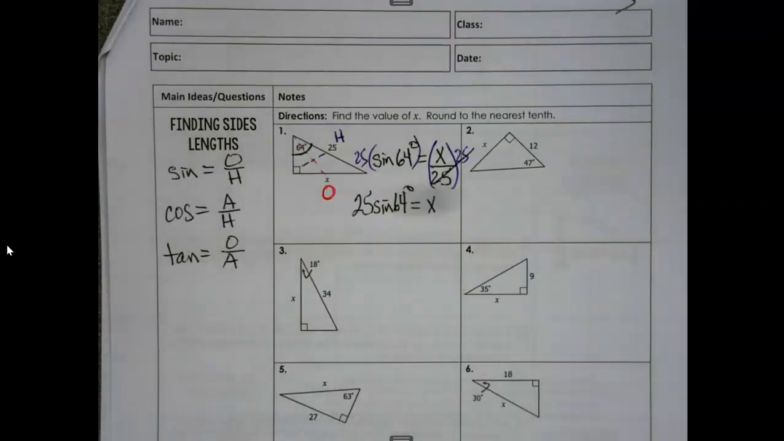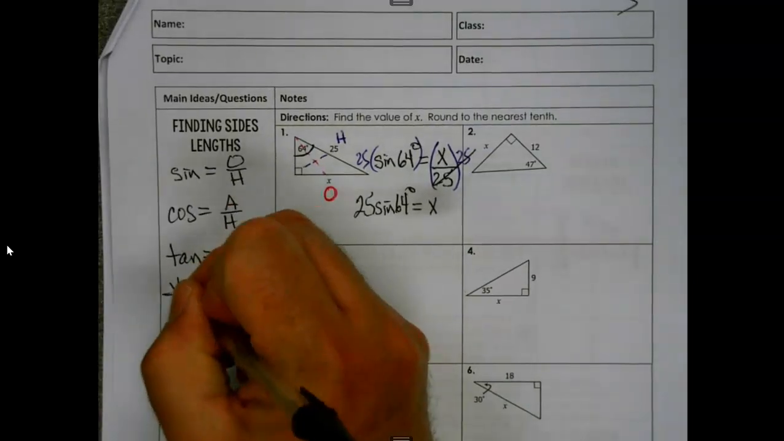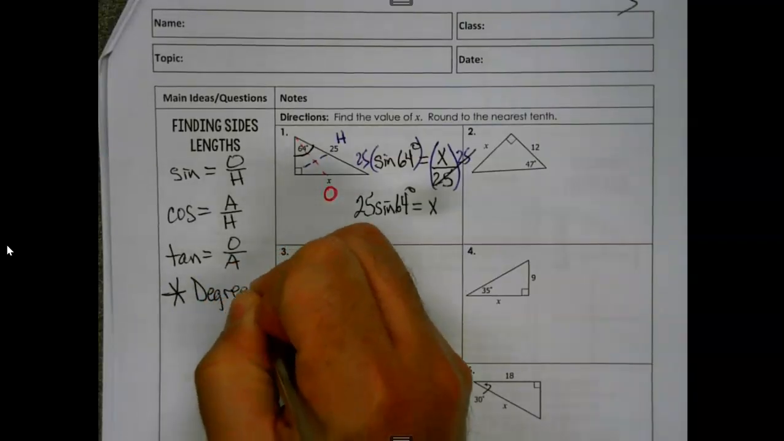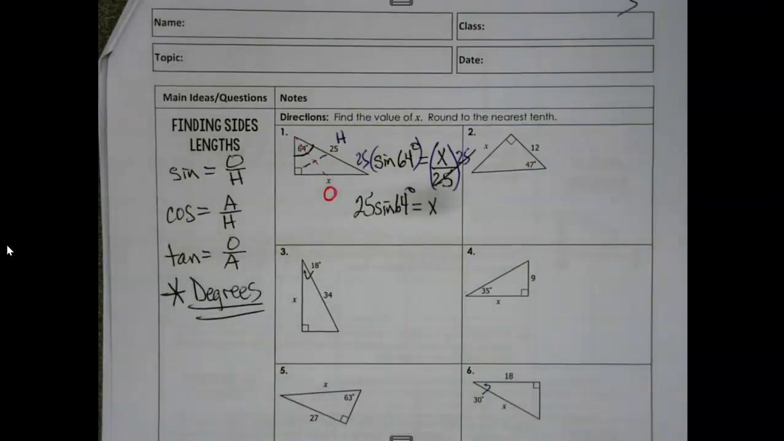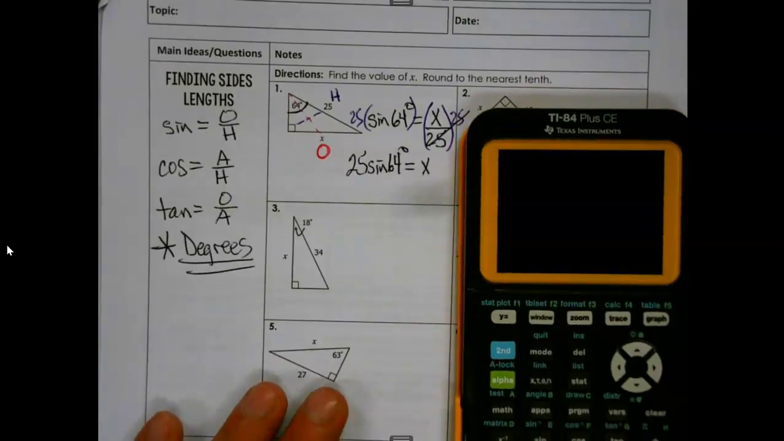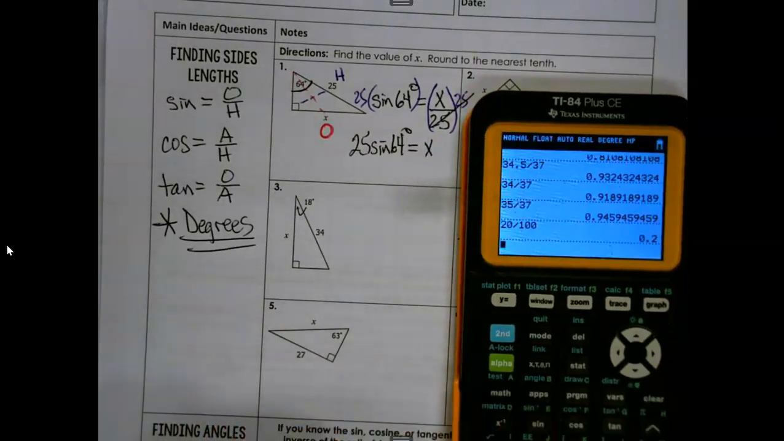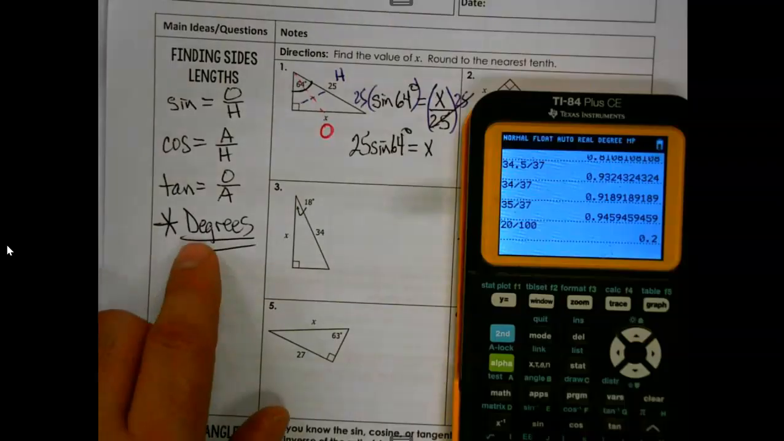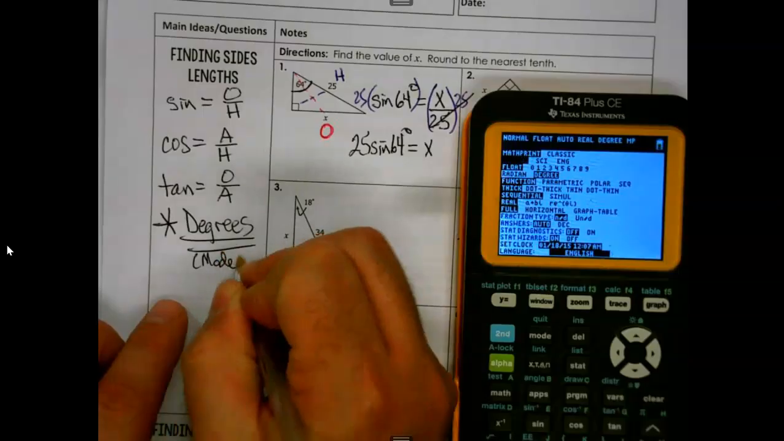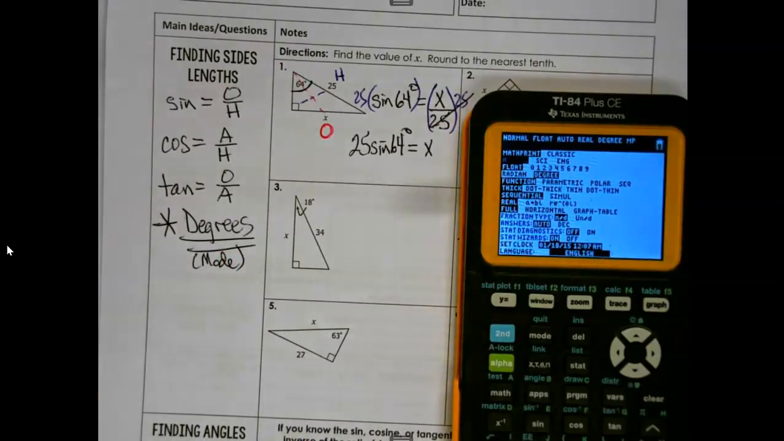Okay, the calculator is going to do this for us, but we got to check one thing every time. And we're going to put a big star here. Your calculator needs to be in degrees. Well, where do I know if it's in degrees? So when we're in the calculator, if you go to mode, there's all this stuff going on here, but the one thing we're paying attention to is this one right here.